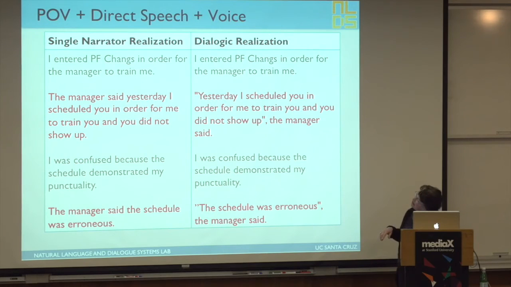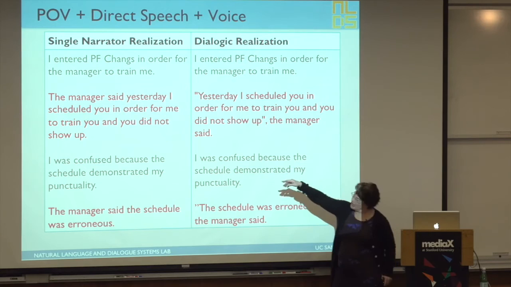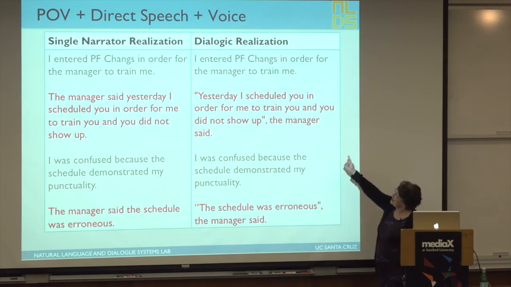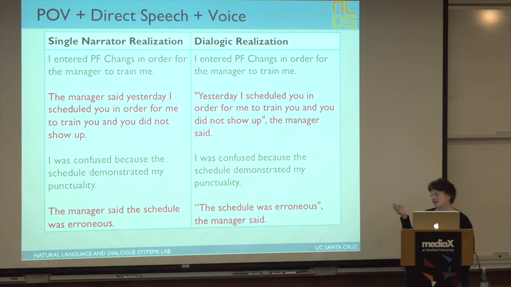So here's an example from a story where somebody showed up for a job interview, and the manager says to them, "You were supposed to be here yesterday," and the interviewee says, "No, I followed the online schedule. The schedule says I'm supposed to be here today." So there's this whole interaction, and we can tell that story in several different ways, with a single narrator realization or as a dialogic realization between the two characters that are involved.